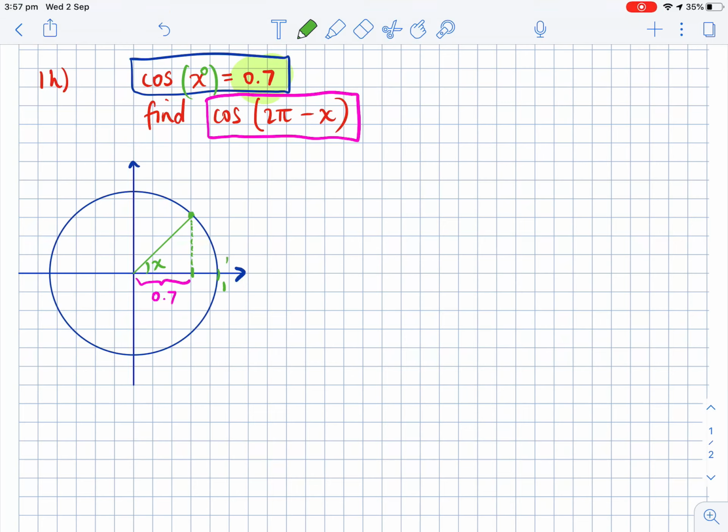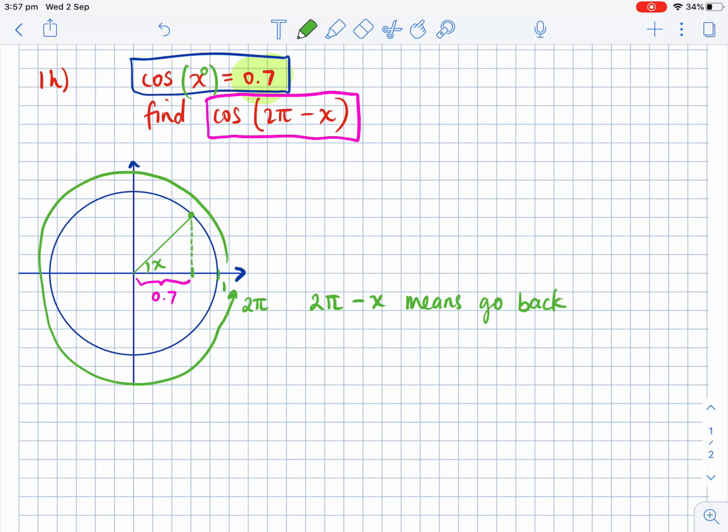Alright, so now where is 2 pi minus x? Well, we know that a full loop around the unit circle equals 2 pi. And then if I do 2 pi minus x, that means go backwards x degrees or x radians, it doesn't matter. Actually I should say radians, because 2 pi is in radians. Go backwards x radians from 2 pi.